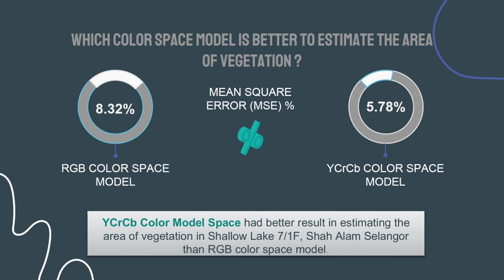The lesser the mean square, the better the result to estimate the area of the vegetation. The mean square for YCrCb is 5.78% and for RGB color space 8.32%. It showed that the YCrCb color space model had the better result in estimating the area of vegetation in shallow lake 701 F, Shah Alam, Selangor, than the RGB color space model.